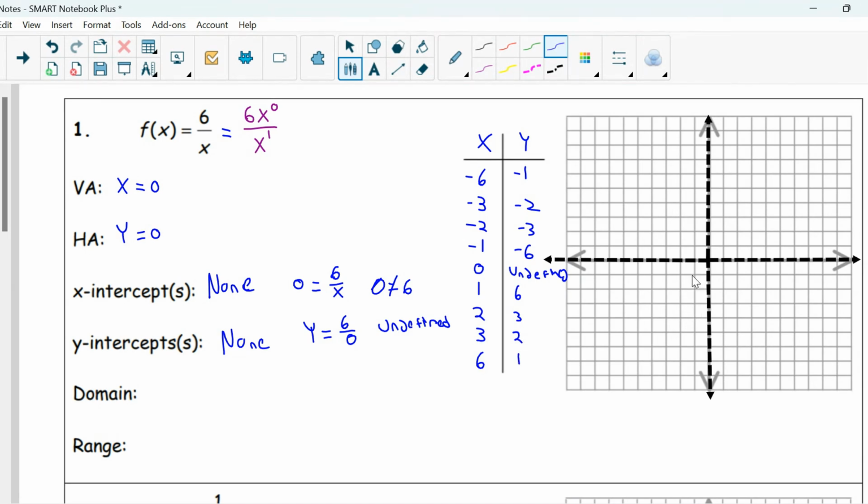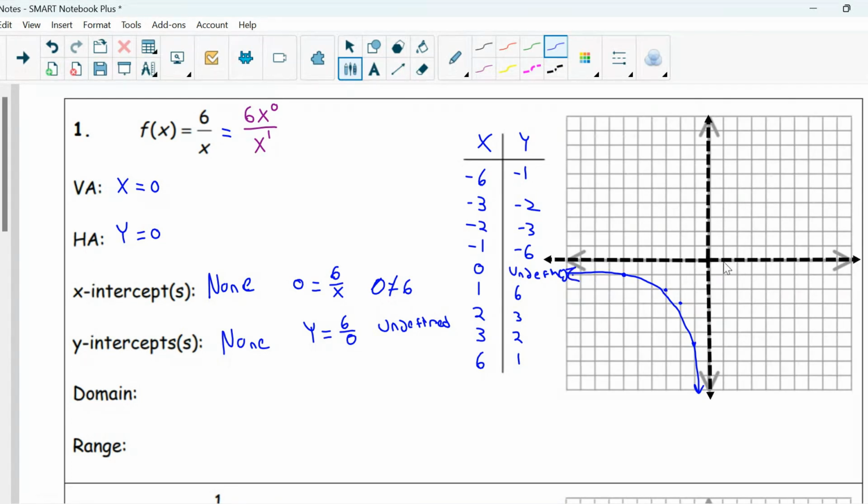Now I'm going to go ahead and graph these. -6, -1. -3, -2. -2, -3. -1, -6. Okay, once again, I can go through and start graphing my hyperbola.